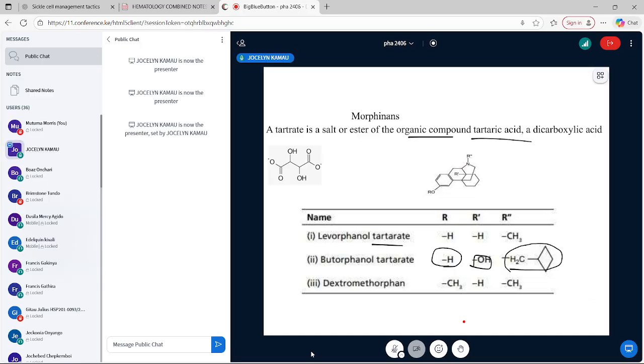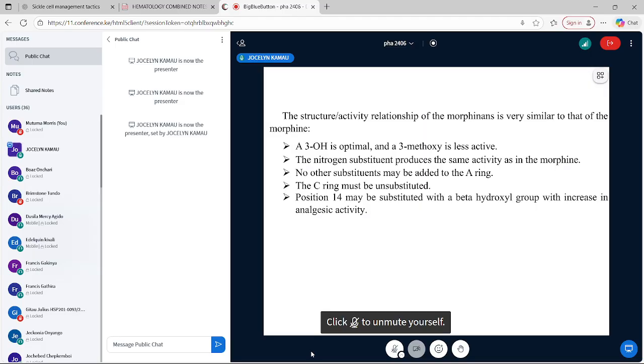Cyclobutyl at that position, and that is butorphanol tartrate. Then dextromethorphan, as we have mentioned, will have a methyl group there. It will have a hydrogen at that position. It has a methyl group at that position. And of course, we are reminded that position number 9 will definitely have an S configuration for it to be dextromethorphan.